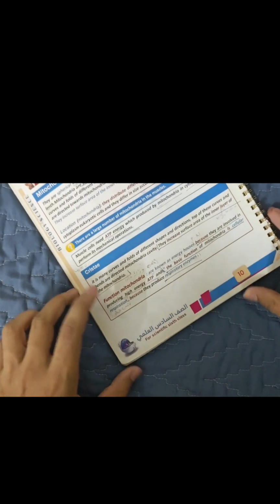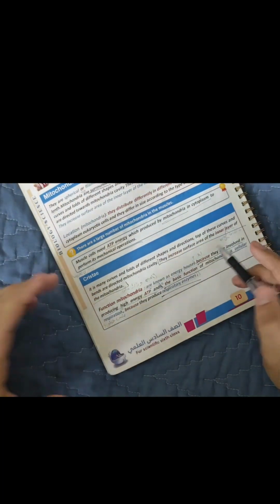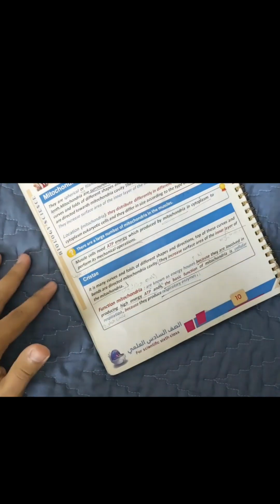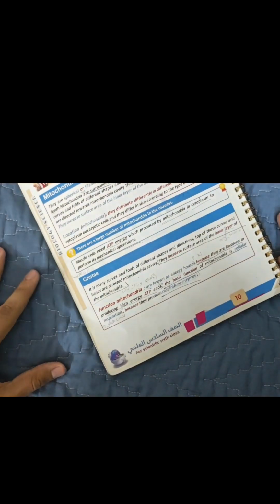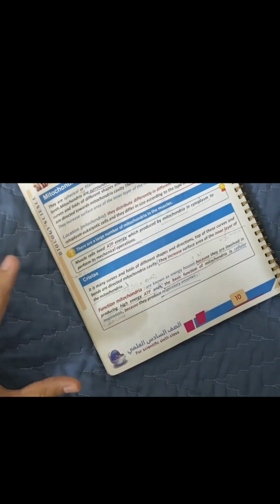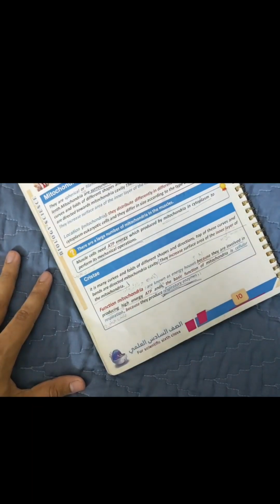Now let's go to the function. Mitochondria are known as what? Energy houses. Because they are involved in producing high energy ATP. But the basic function of mitochondria is cellular respiration because they produce respiratory enzymes. They are known as energy houses because they are involved in producing high energy ATP, but their basic function is different. The basic function of mitochondria is cellular respiration because they produce respiratory enzymes.